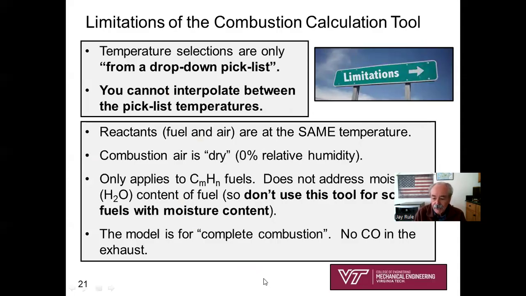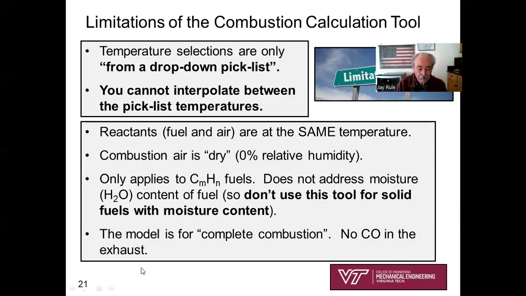Let me talk a little bit more about the generic tool that I'm trying to offer you, and some limitations of that Excel automated tool. The temperature selections are only from a drop-down pick list. So if you're given some odd temperature that doesn't correspond to that Table A-24 temperature pick list, all bets are off. I can't do the interpolation in between those numbers.